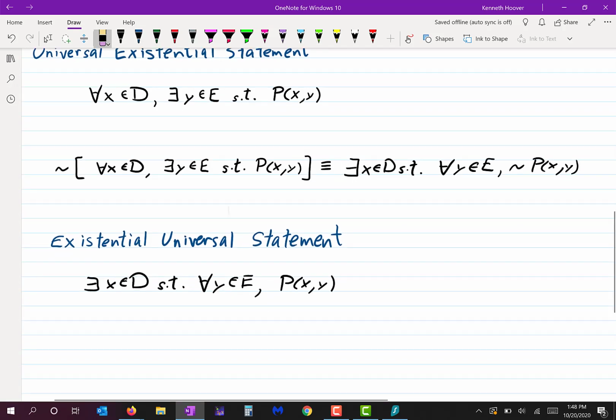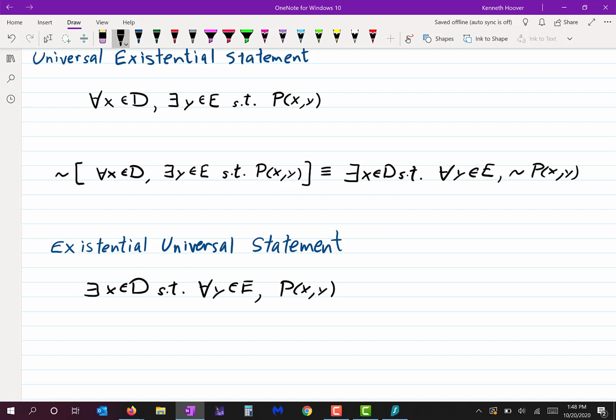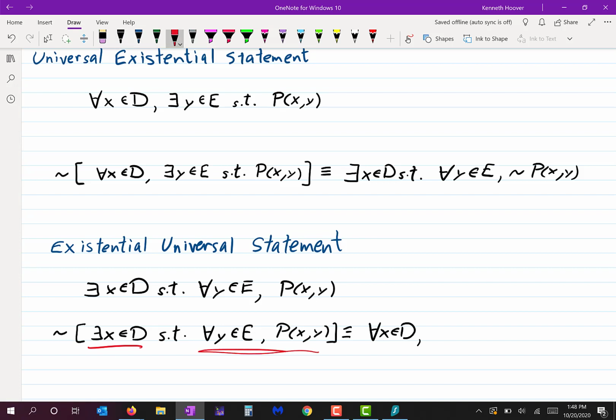How would you negate something like that? You can probably figure it out by now, but let's walk through it. Okay, the existential quantifier turns into a universal quantifier. After that becomes the negation of this.